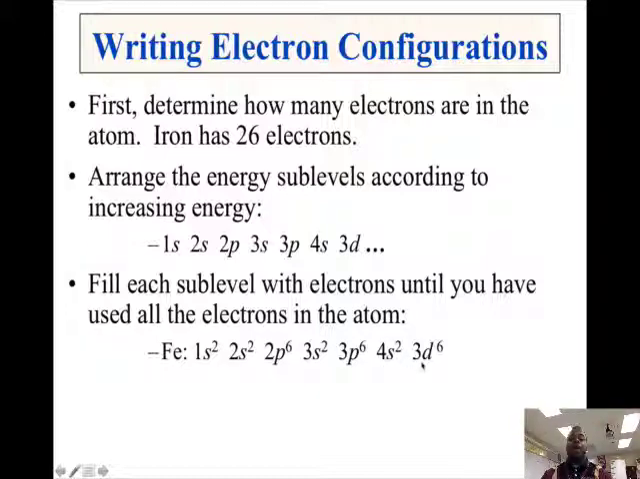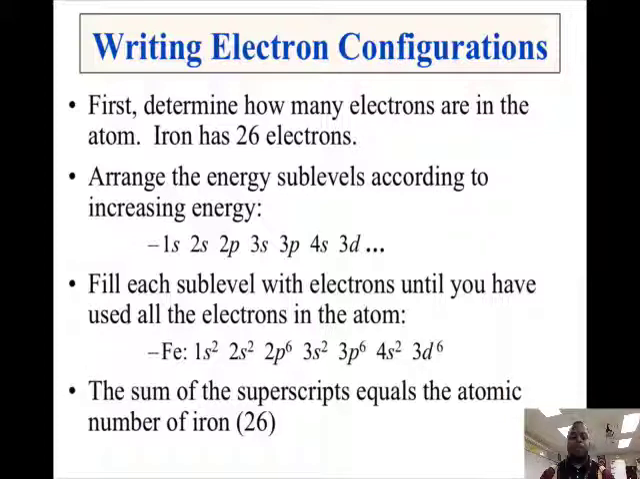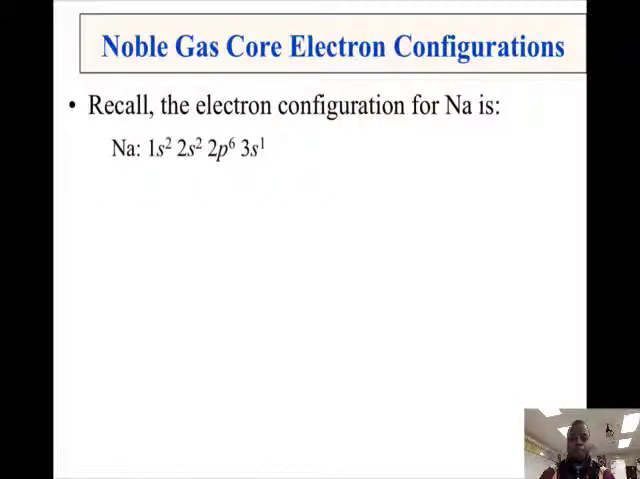Now, if you're thinking in your head, why is it that 4s comes before 3d? That's actually a very good question. It's all dealing with the amount of energy it takes to fill that orbital. And again, we're going to practice this a little bit more when we get into class. Now, again, the total number of the superscripts or the exponents has to add up to 26. If it doesn't, that means we did something wrong and we have to fix it.